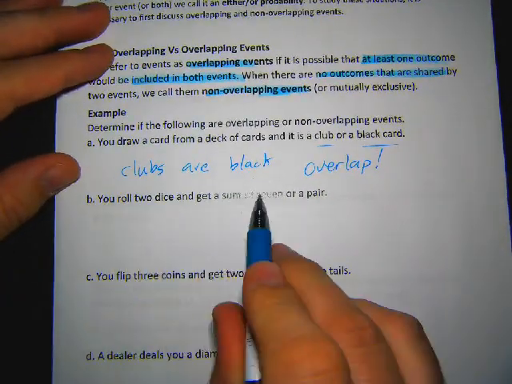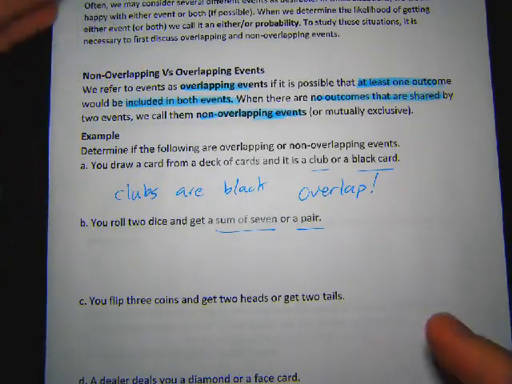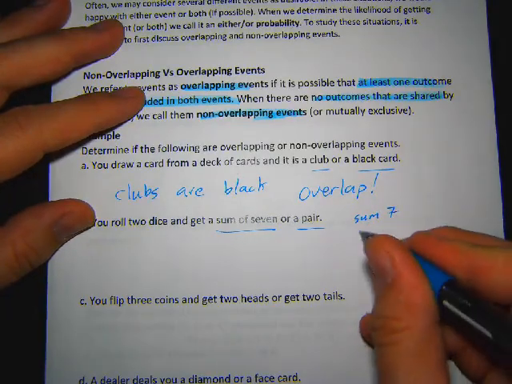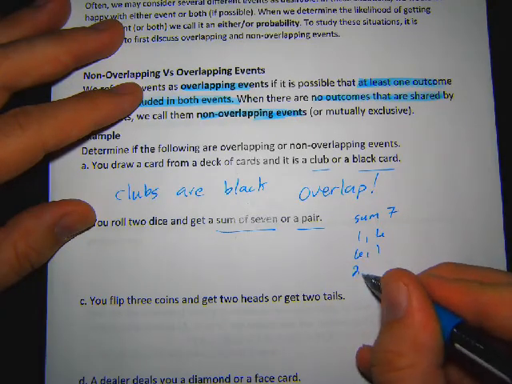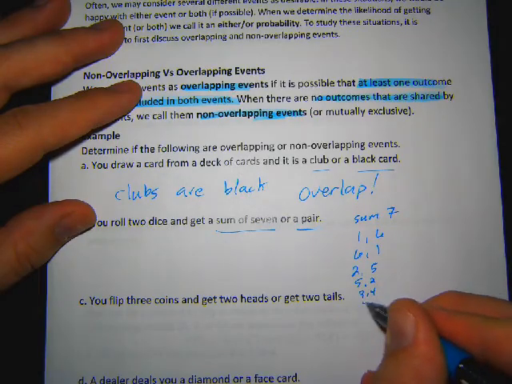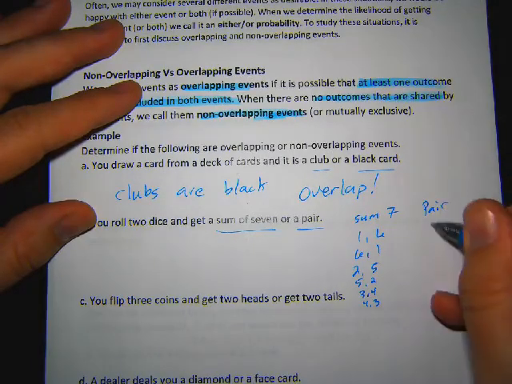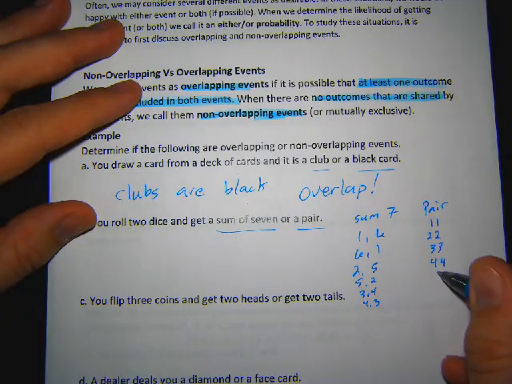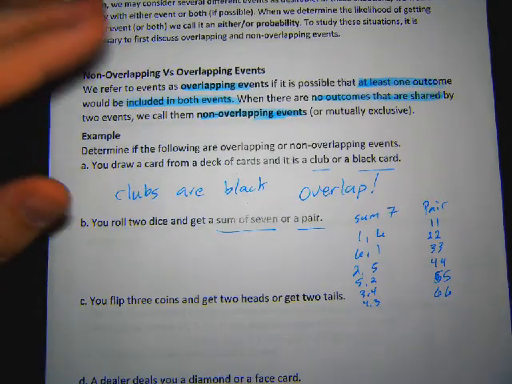You roll 2 dice and you get a sum of 7 or a pair. There are a few things that add up to 7. You have 1 and 6, 6 and 1, 2 and 5, 5 and 2, 3 and 4, 4 and 3. But none of those are pairs. Pairs are 1, 1, 2, 2, 3, 3, and so on and so forth. None of those add up to 7. They all add up to even numbers. They're not going to add up to an odd number like 7.